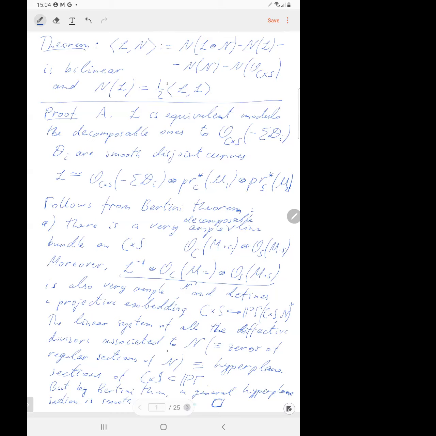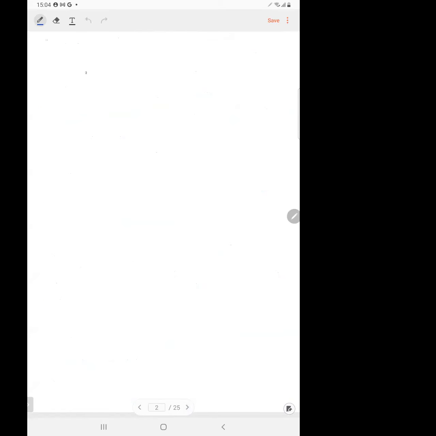Well, let me write it down that for any section like this, n is isomorphic to O of D, where D is the zero divisor of this section. Is that what you ask, or?